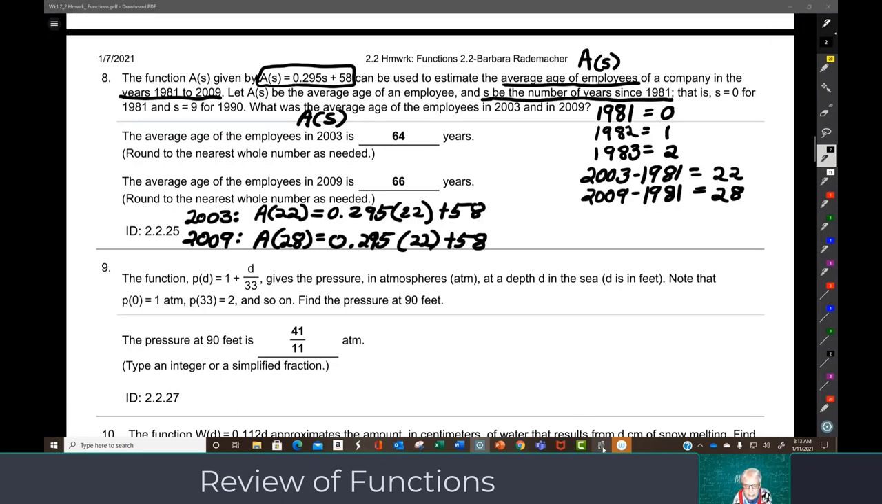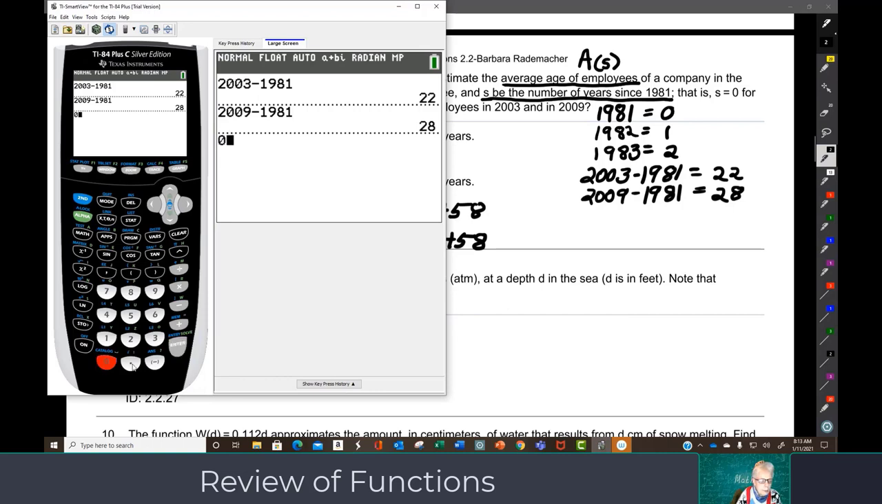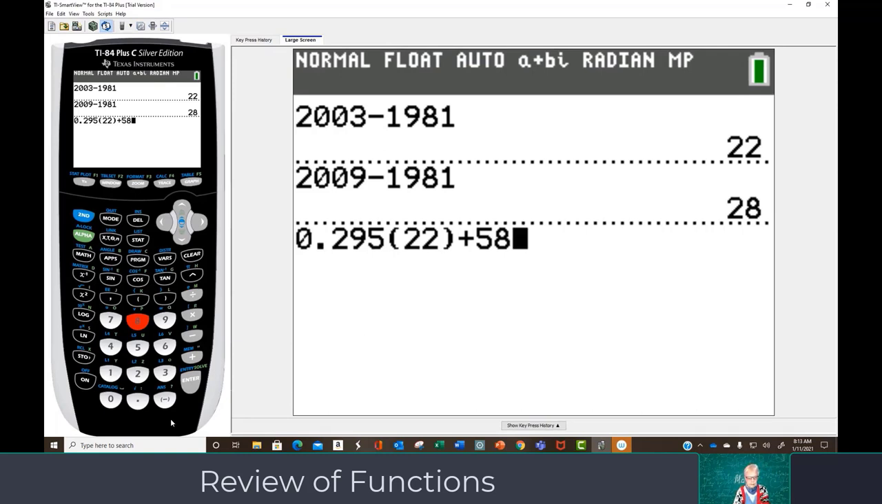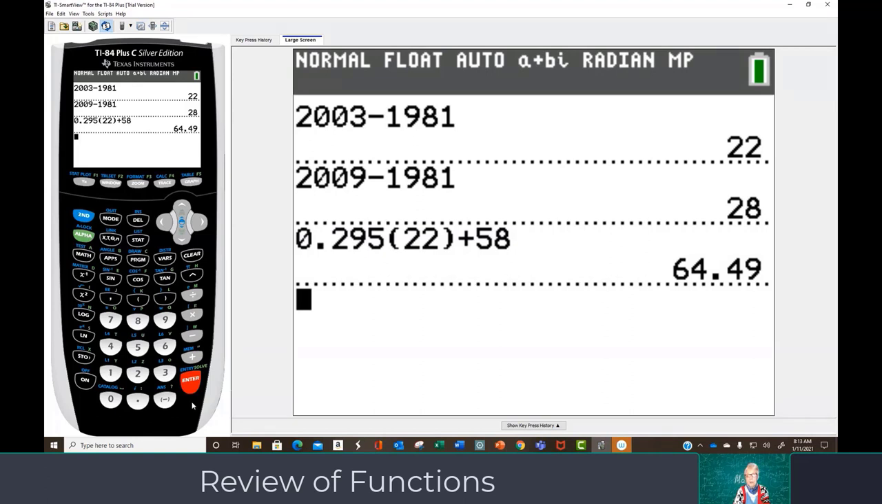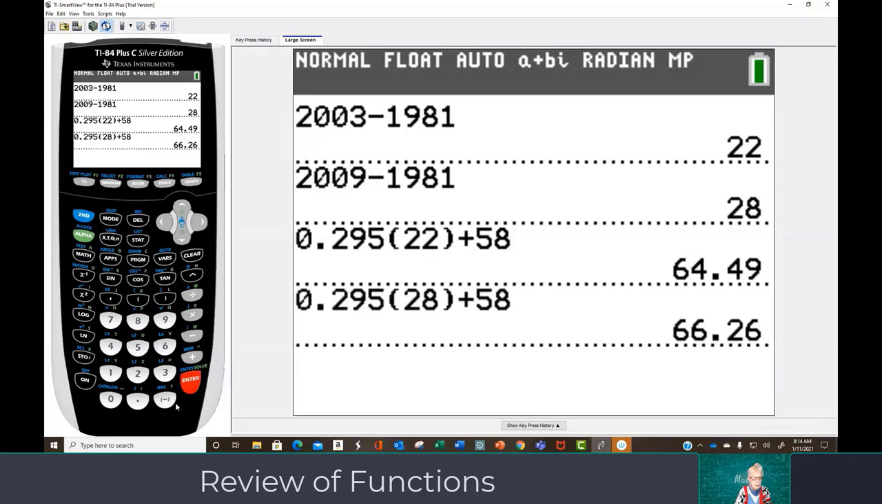So we pull out our trusty calculator, and 0.295 parentheses 22 plus 58, yeah. Okay, there it is, written all big for you so you can see it. I get 64.49, and while we're at it, let us do this again. 0.295 parentheses. There is a shortcut, but I'm not going to go over it now. We'll do it later, some other day. Okay, so here are my two answers, 64.49, 66.26.